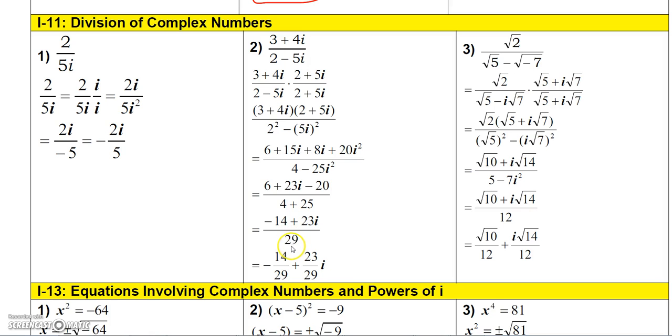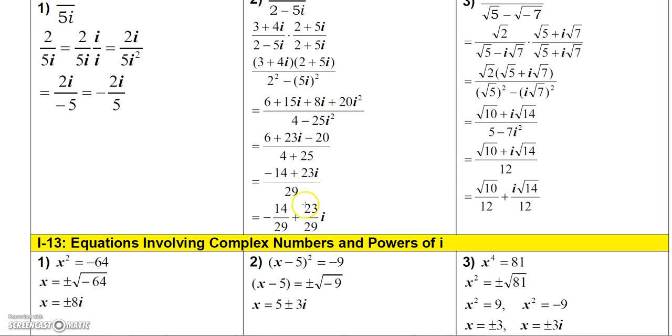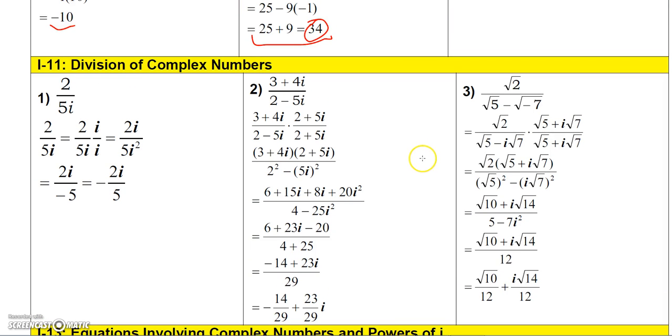And so there's your answer, but a lot of times your instructor might want you to break this up into the two terms, so it's in the a plus bi form. So here I can write this as -14 over 29 plus 23 over 29 times i. And so now it's in the form of a plus bi, where a is the minus 14/29 and the b is 23/29. Alright, just going to do one more of these.